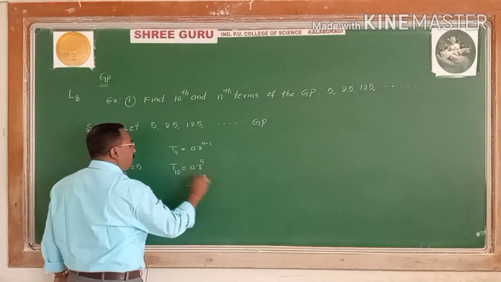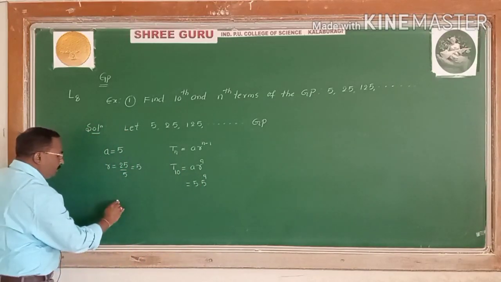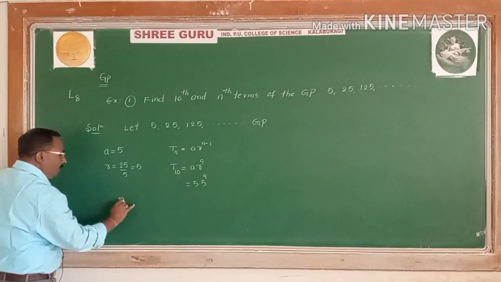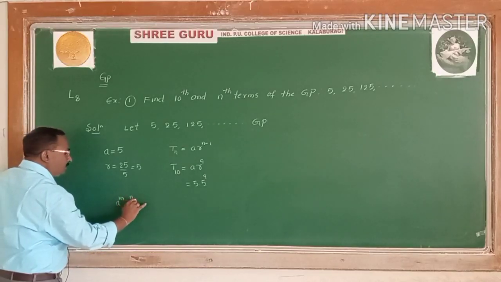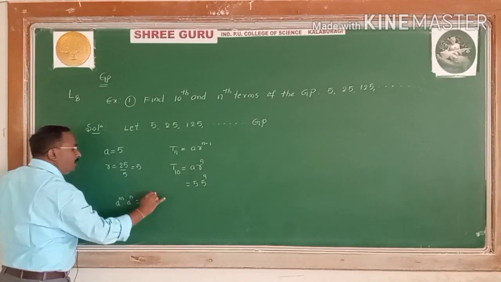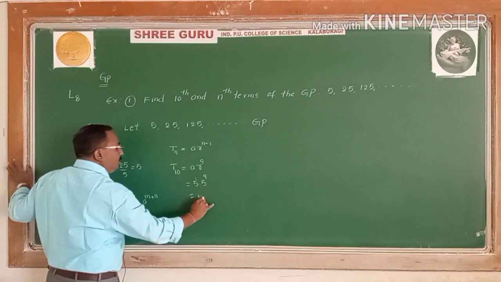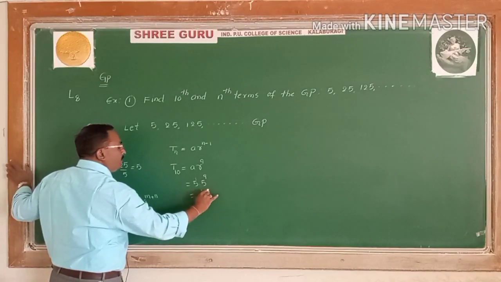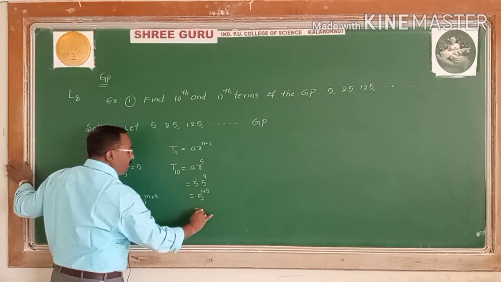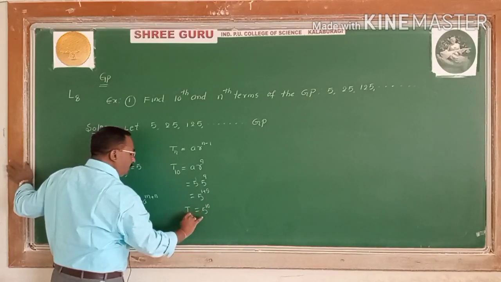A is 5 into r is 5 to the power 9. We know that by the law of indices, a power m into a power n, the formula is a power m plus n. If the bases are the same, the powers should be added. 5 to the power 1 plus 9 is equal to 5 to the power 10. T10, the 10th term, is over.